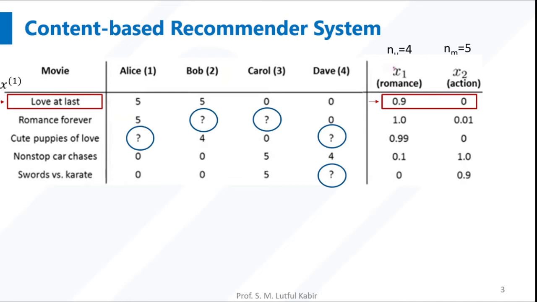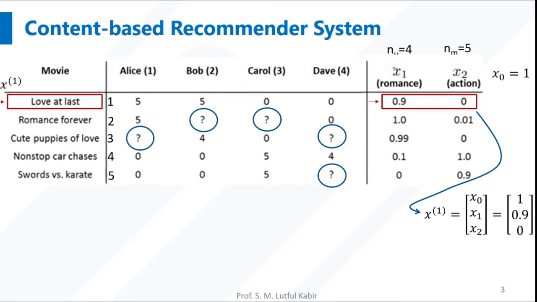So let us assume that there are 2 features for each and every movie, and the degree of those features is defined in that table. So movie number 1, movie number 2, movie number 3, 4 and 5 all have their features x1 and x2. If we add the intercept term x0, then the total number of features will be 3: x0, x1 and x2. And we can define the feature vector x1, this particular movie's feature vector, by this column matrix or vector 1, 0.9 and 0.